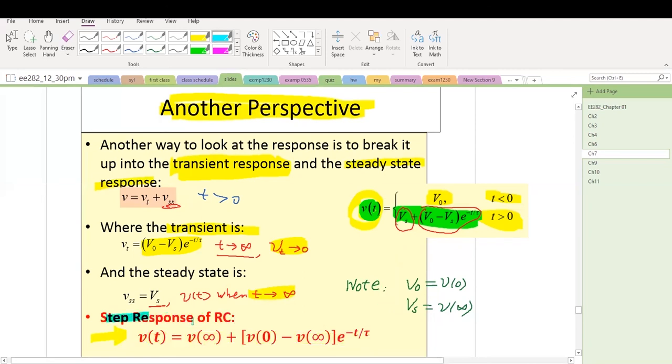To calculate the step response of an RC circuit, we only need three components. One is v infinity, which is the voltage as time goes to infinity. The second is the initial voltage on the capacitor, and the third is tau. With these three parameters specified, we can obtain the step response of the RC circuit.